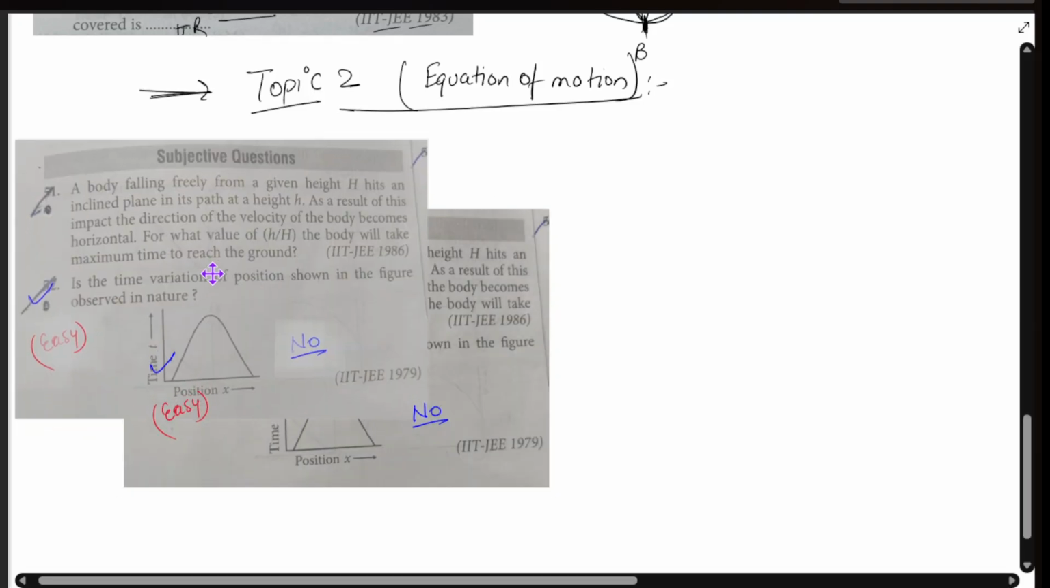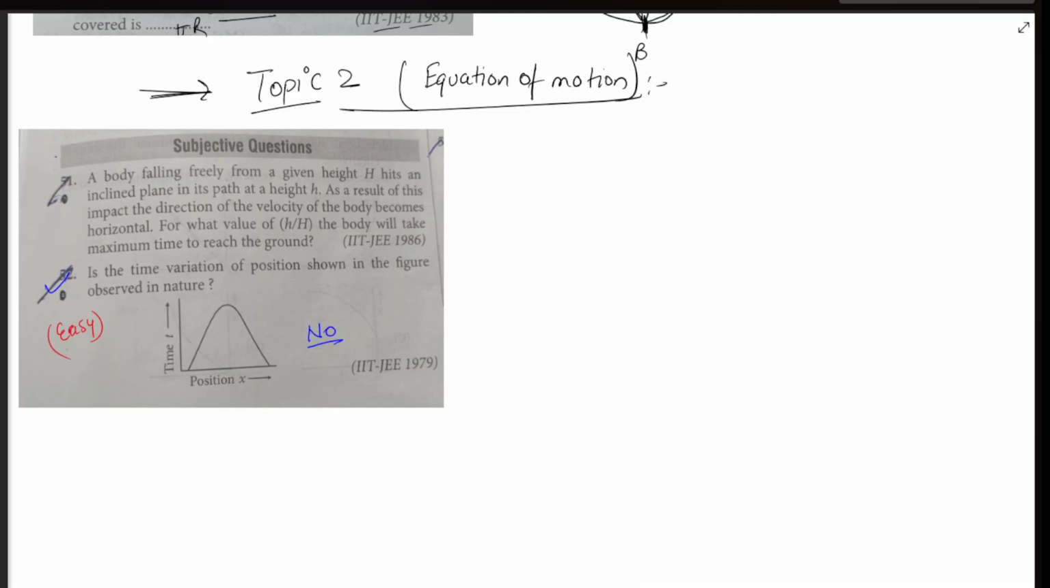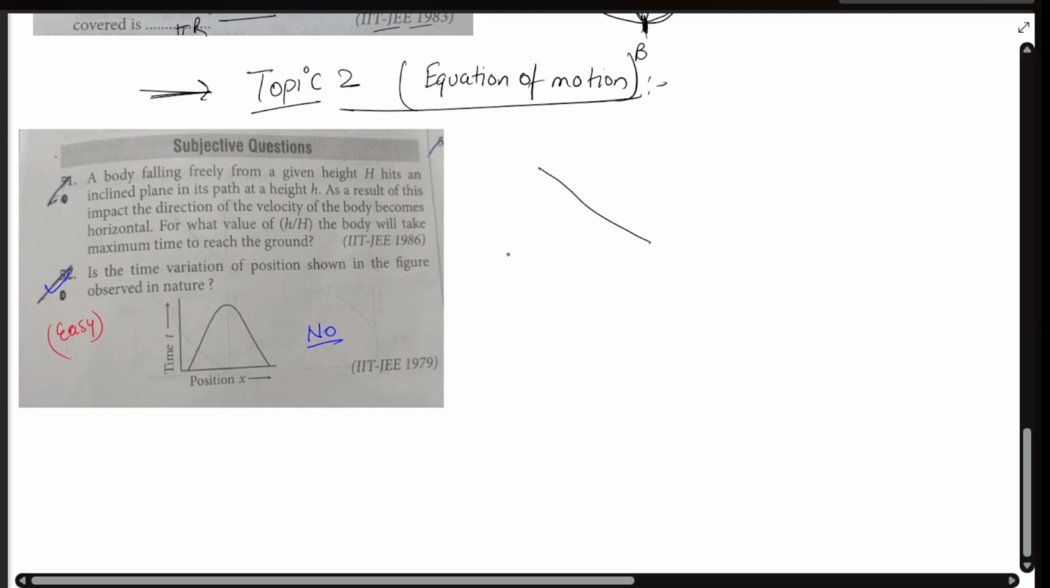So we have this 51 question. Let's try to solve this. A body is falling freely from a given height H. It hits an inclined plane on its path at a height h. So at a height h it hits. Let me make the diagram. This is an inclined plane. This is our particle.